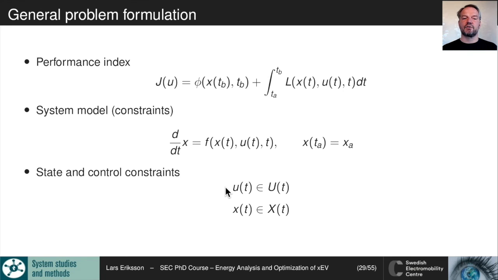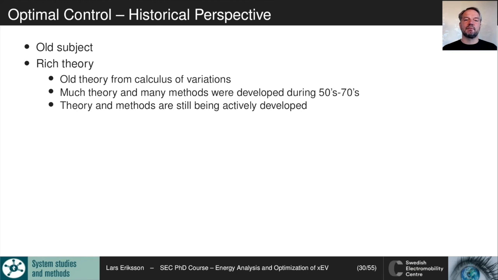Then we have state and control constraints. So the controls must be in their valid region. We cannot gas more than 100% and not less than 0%. And the states need to fulfill the constraints. For example, if the state of charge is a state in the model, then it needs to be inside its validity region.